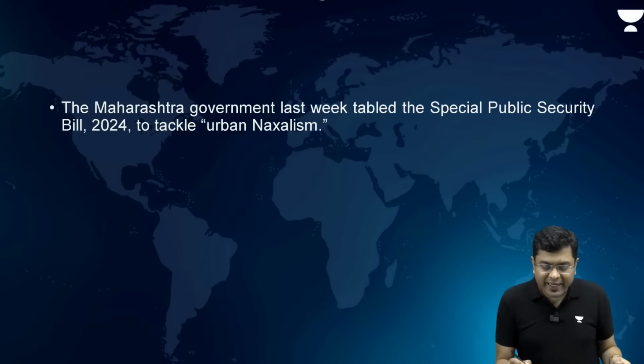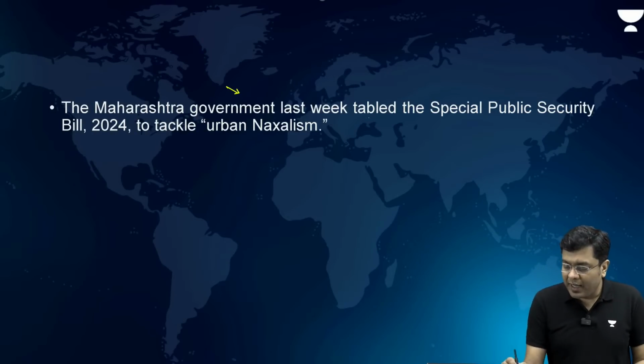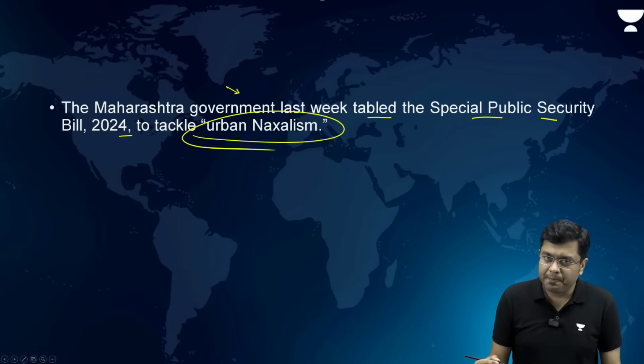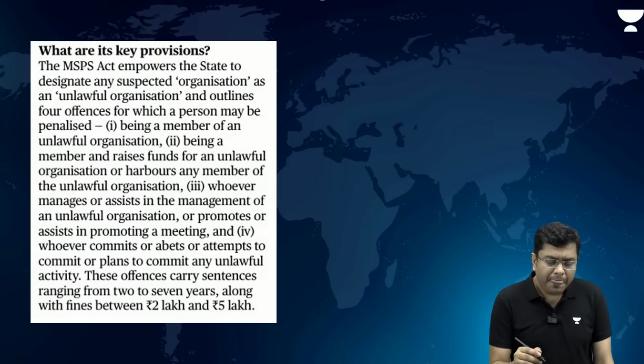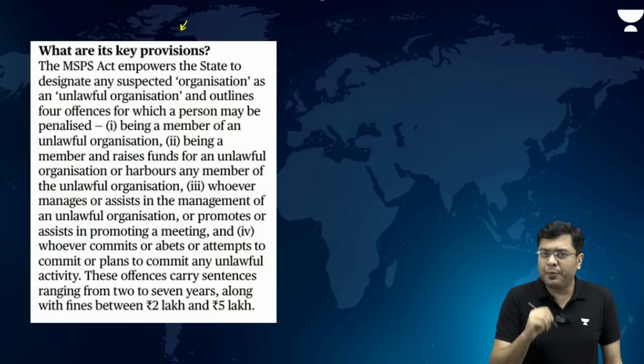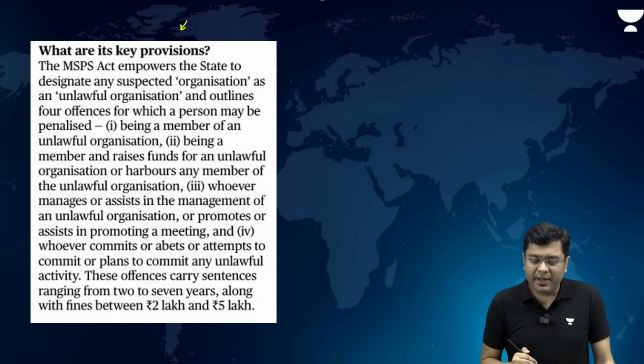So here the context is that the Maharashtra government last week tabled the Special Public Security Bill 2024 to tackle urban Naxalism. Okay, this is the main context about it. Now here, the key provisions. What are the key provisions and what is the criticism leveled?